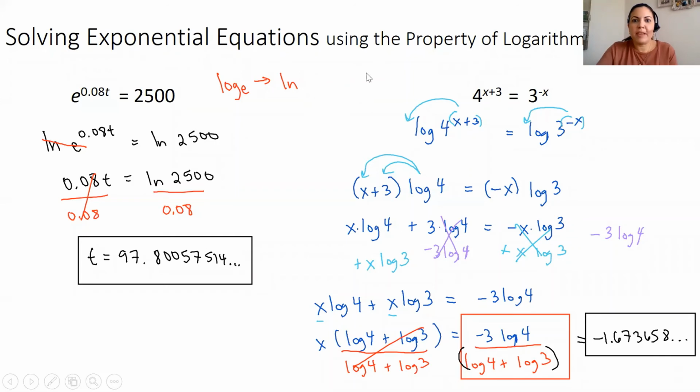Now, I believe that is everything for solving exponential equations.